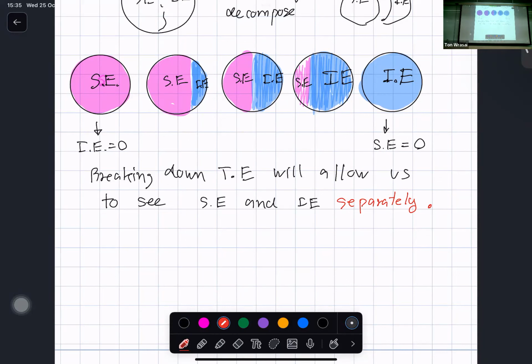So breaking down the IE and SE will allow us to see SE and IE separately.